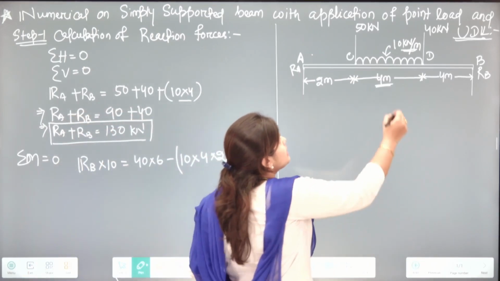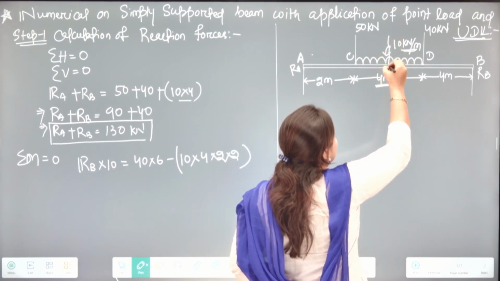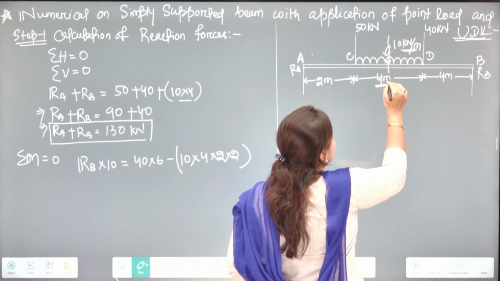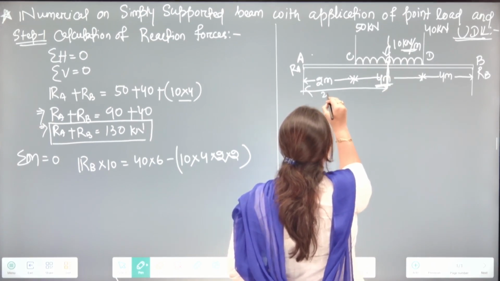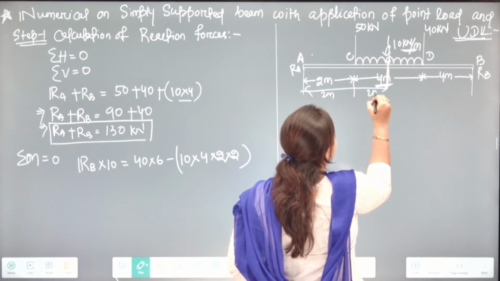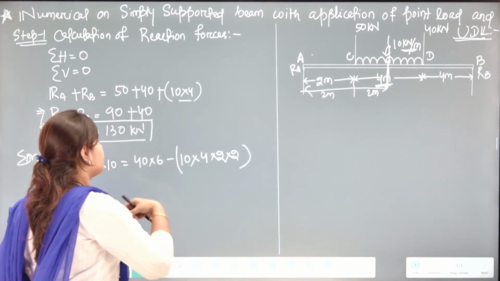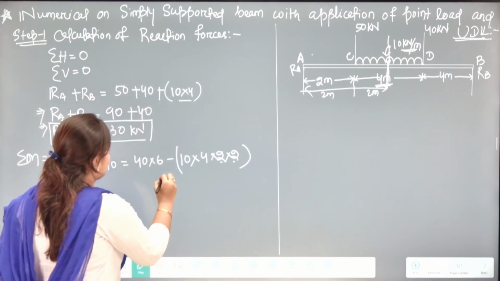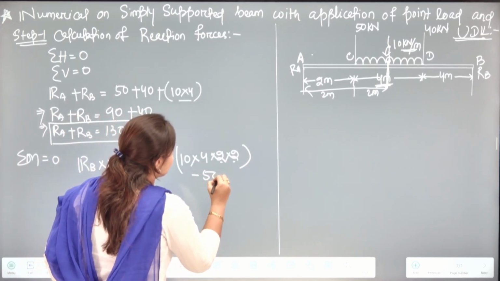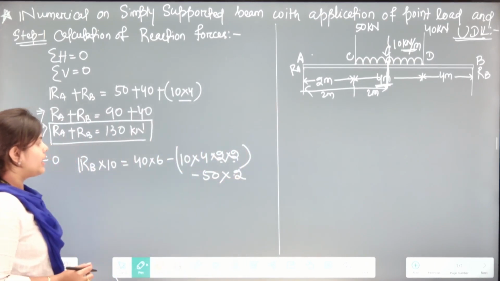You can see this 10 into 4, 40 kilonewton will be applied at the midpoint. Okay, so the distance will be multiplied by this force. Here 2 meter and also here you have 2 meter. So we are calculating here 2 into 2. Then minus 50 into 2, right?